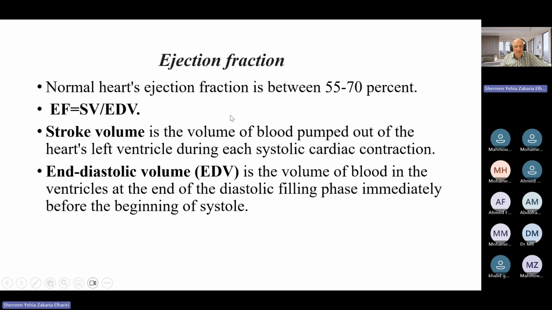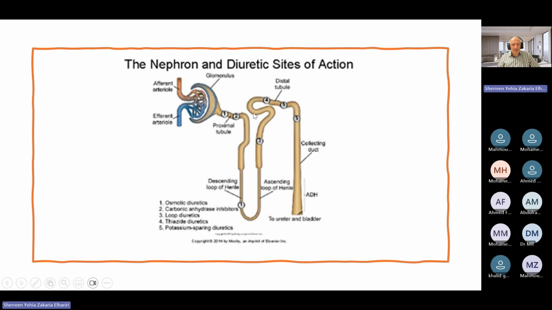It is important to know ejection fraction is the stroke volume over end-diastolic volume, and the normal ejection fraction is 55 to 70. We don't have 100, so for normal people it is 55 to 70 maximum. Stroke volume over end-diastolic volume. Of course, stroke volume is the volume of blood pumped by the heart in each beat, whether right or left. End-diastolic volume is the volume of blood remaining at the end of diastole. Okay.